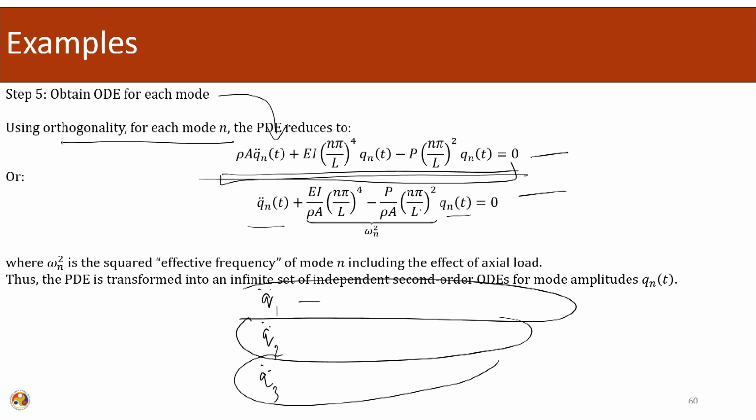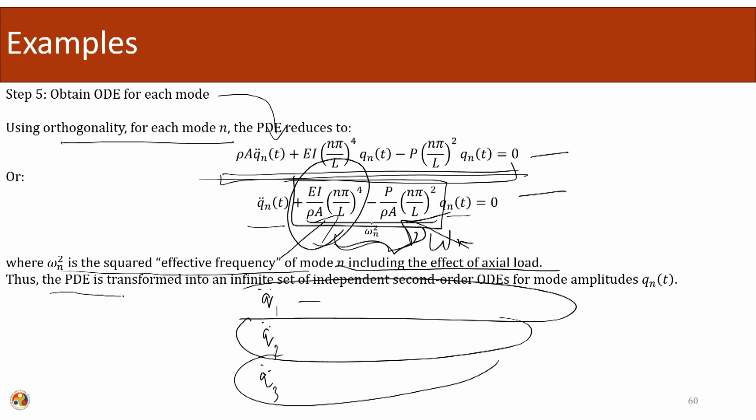Omega n, this term is the omega n. This is the effective frequency of the mode n, including the effect of the axial loads. Earlier, only the effect of the system came into the picture when we were evaluating the frequency. Now this is a combined frequency due to the system features as well as the effect of the axial load. So here what we have achieved is we have transformed the partial differential equations into an infinite set of independent second order ordinary differential equations corresponding to each mode. So we took care of the first part.